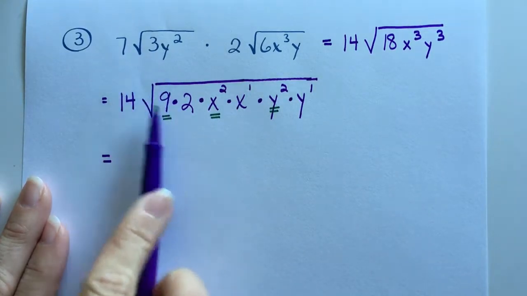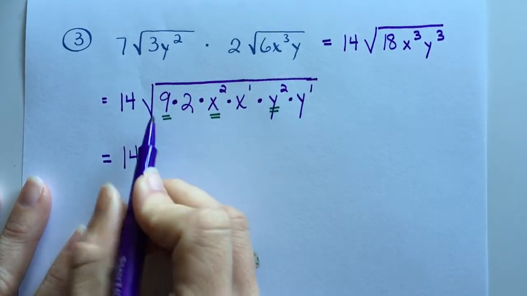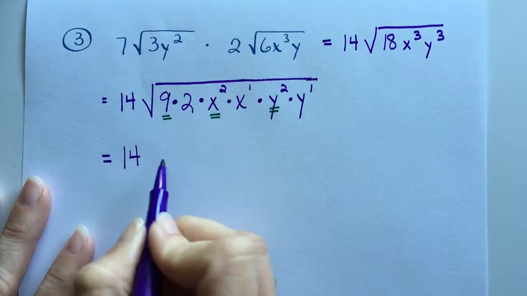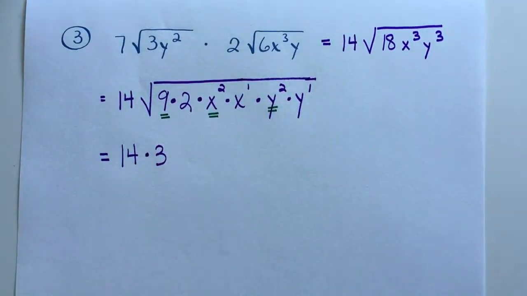So, you know, we've been always bringing that out front. When you already have a number out front, you do square root of 9 and you get the 3. It is to be multiplied times anything that's already out front. So we're going to end up doing the 14 times the 3, okay? And I'll just do that multiplication in another step.